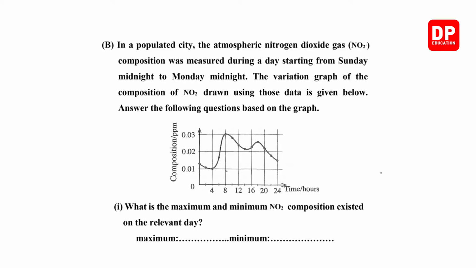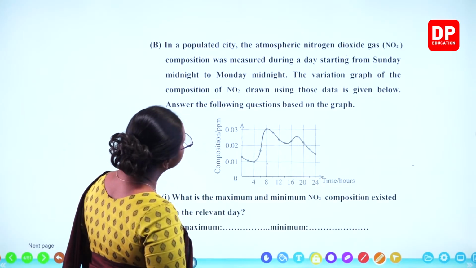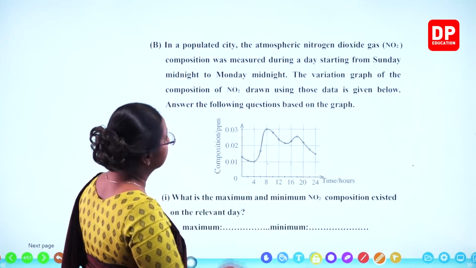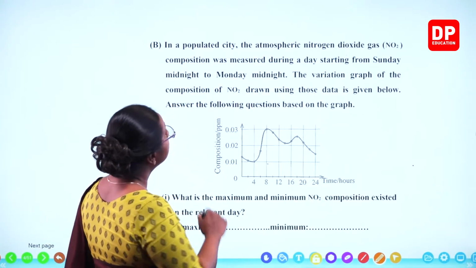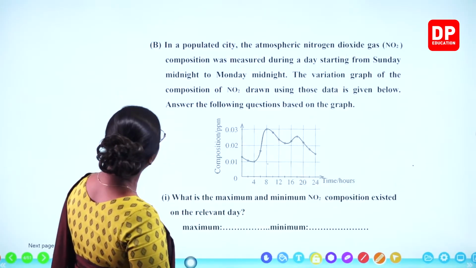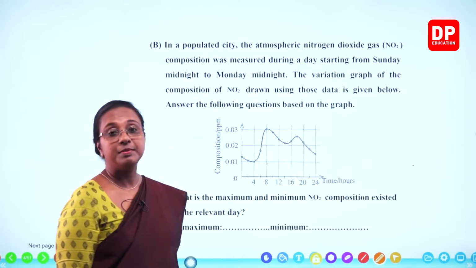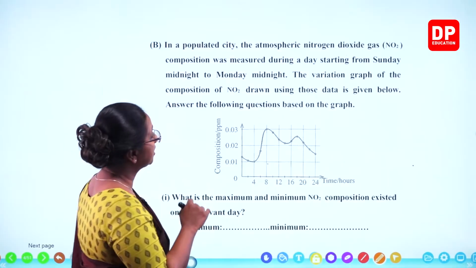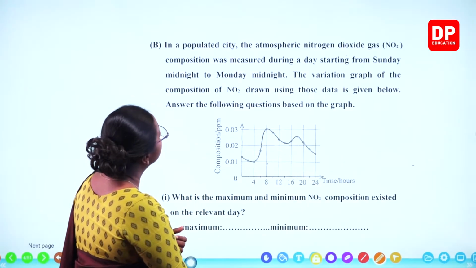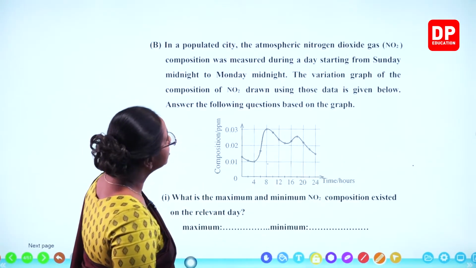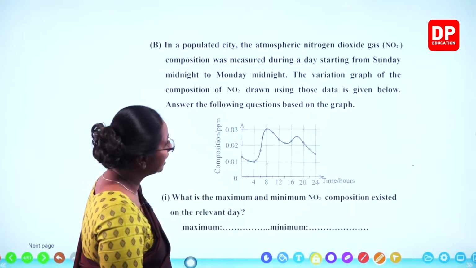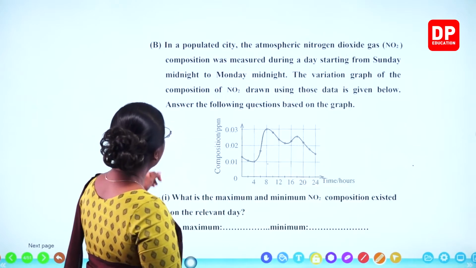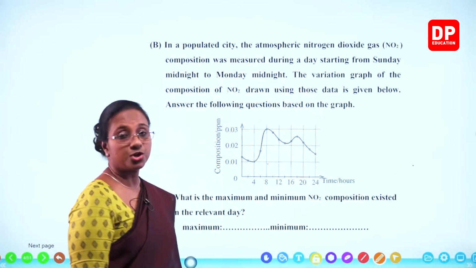So then, part B. In a populated city, the atmospheric nitrogen dioxide gas, that is NO2 gas, composition was measured during a day starting from Sunday midnight to Monday midnight. So 24 hours starting from Sunday midnight to Monday midnight. The variation graph of the composition of NO2 drawn using those data is given below. Answer the following questions based on the graph.